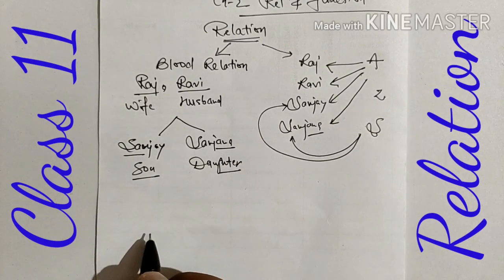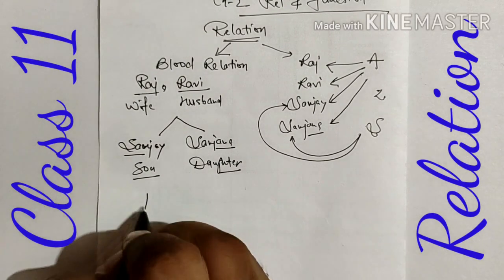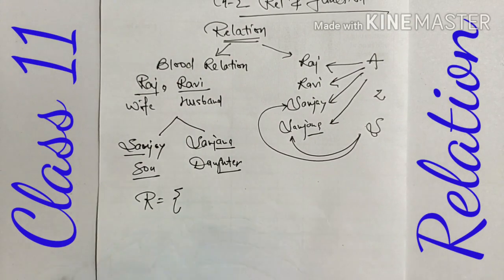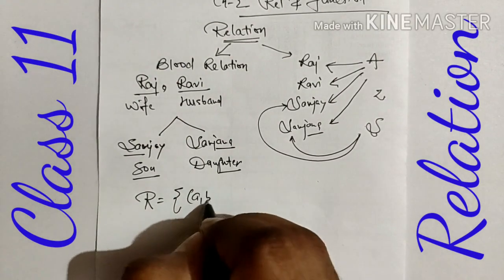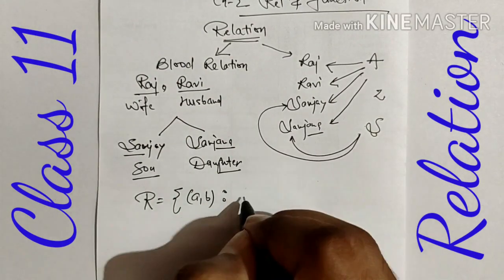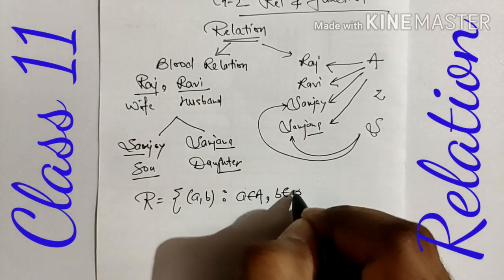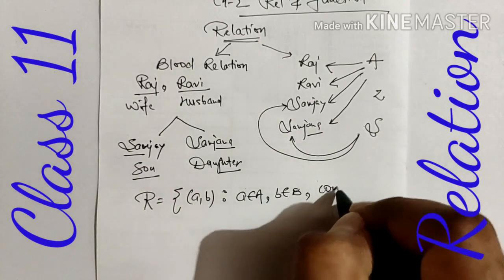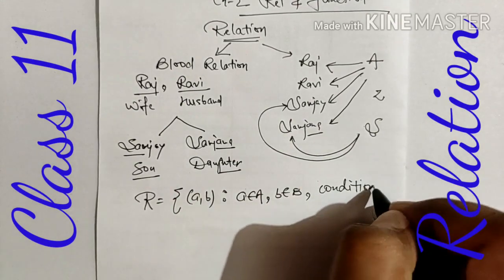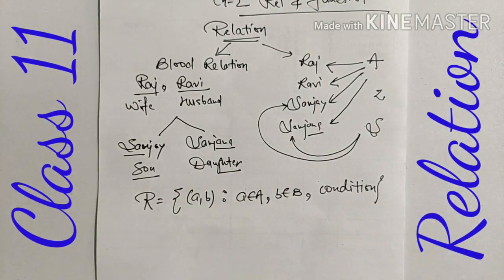So what do we say relation is? Relation is denoted by the symbol R. It is a set of ordered pairs (a, b) such that a comes from the first set and b comes from the other set, with some condition given. This is known as relation.